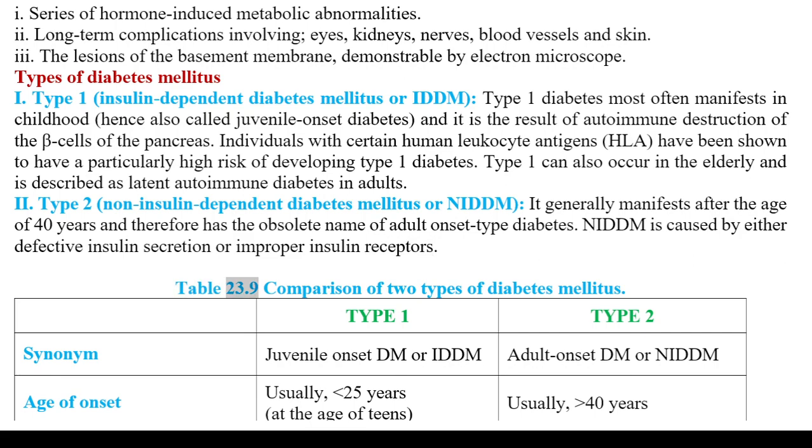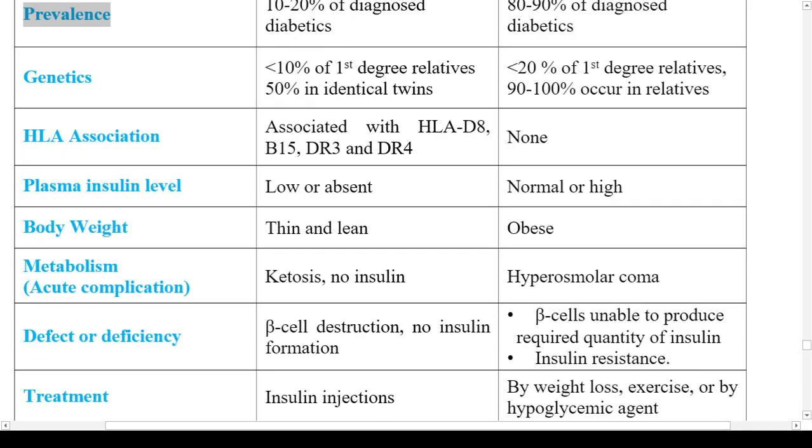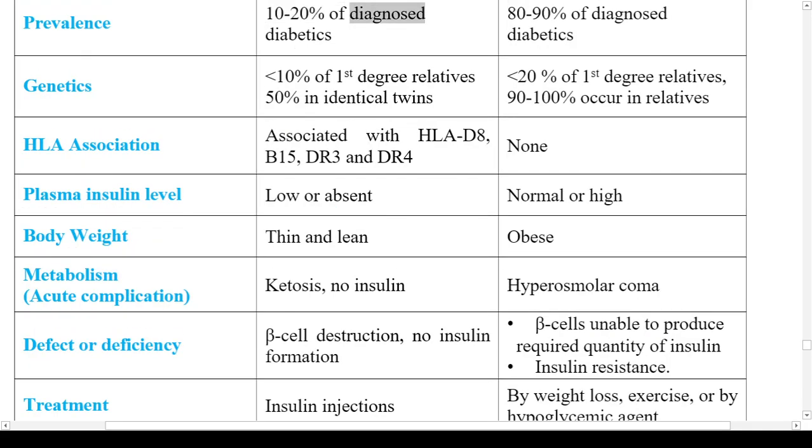Table 23.9 Comparison of 2 types of diabetes mellitus. Type 1, Type 2. Synonym: juvenile-onset DM or IDDM; adult-onset DM or NIDDM. Age of onset: usually under 25 years, at the age of teens; usually greater than 40 years. Prevalence: 10 to 20% of diagnosed diabetics; 80 to 90% of diagnosed diabetics. Genetics: 10% of first-degree relatives, 50% in identical twins.